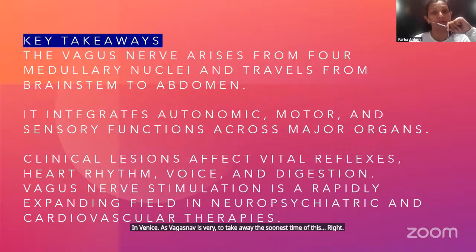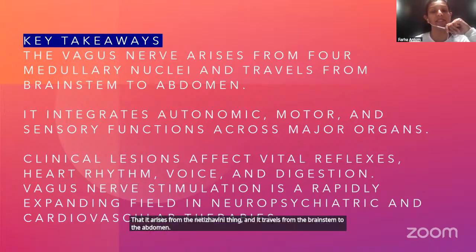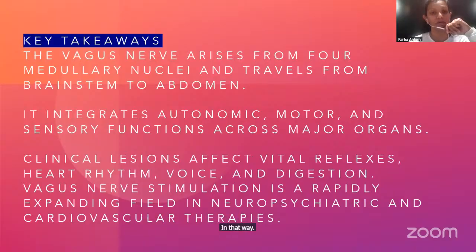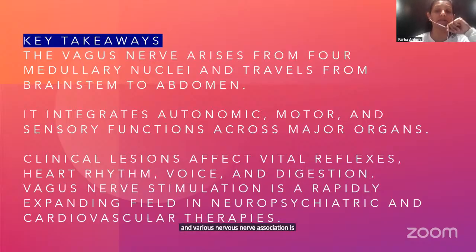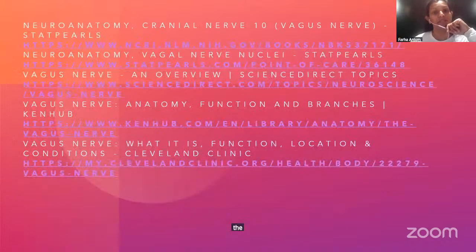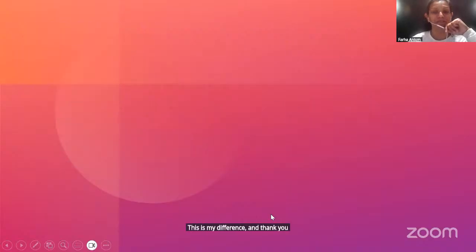If you just want to take something away from this presentation, this is my takeaway, in three points. It arises from the medullary nuclei and travels from the brainstem to the abdomen, innervating autonomic functions across major organs. Patients can be affected in vital reflexes, heart rhythm, voice, and digestion, and vagus nerve stimulation is a rapidly growing area of neuropsychiatry and cardiovascular therapy. This is my reference, and thank you very much for listening to me.